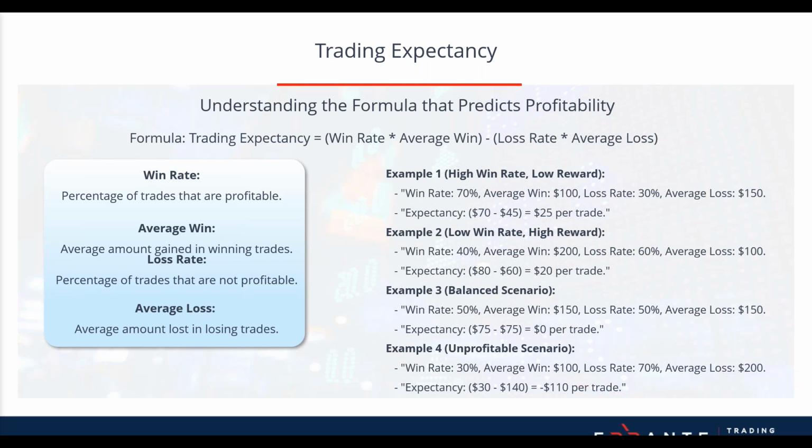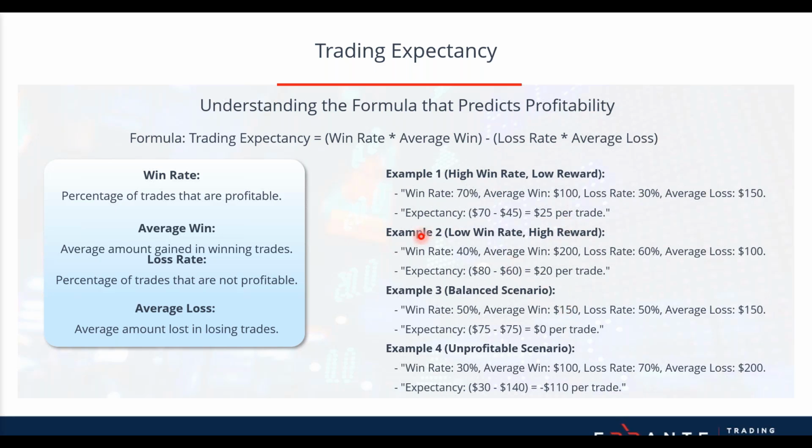So consider a scenario with a high win rate. The example number one, and an average win of $100, juxtaposed with a 30% loss rate and an average loss of $150. The trading expectancy, as you see here, is calculated at $25 per trade. This scenario, despite a high win rate, shows only moderate profitability due to the lower average win.